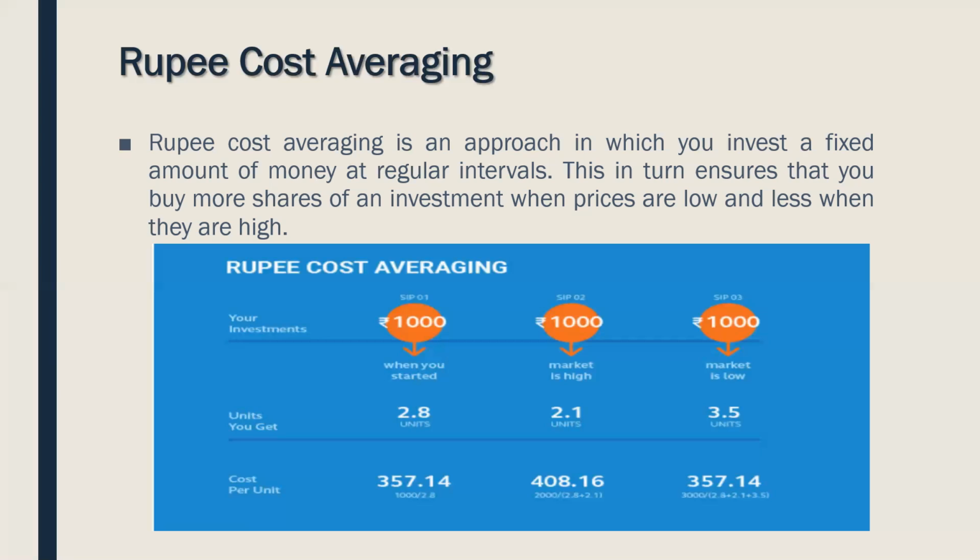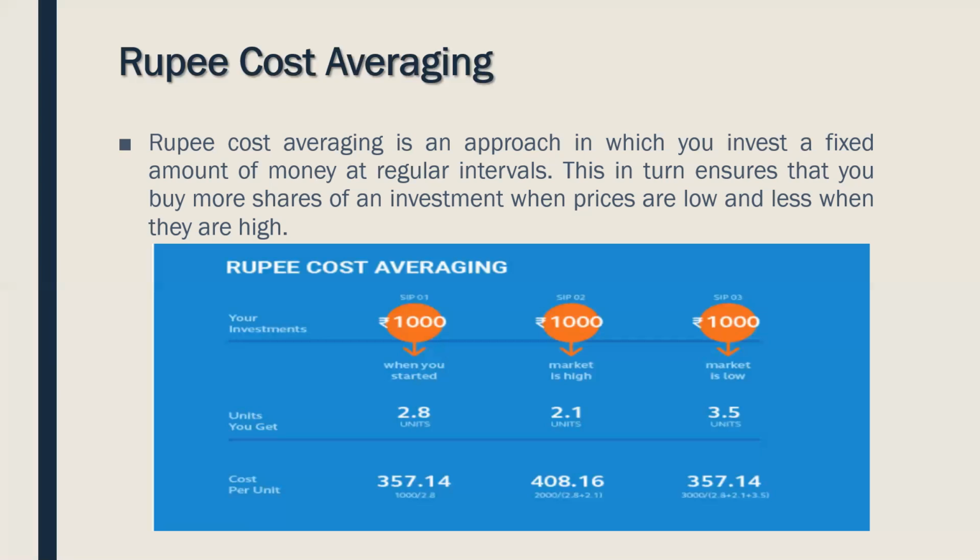357.14. See, even though in the second month we had to pay more and get fewer units, we compensated in the third month by paying less and getting more units. So when you take the average, you'll be able to maintain a certain level of your security. You would have earned something out of your investments. So again, the price per unit is 357.14. So that is what rupee cost averaging aims to do.